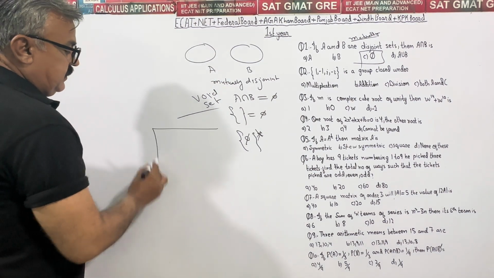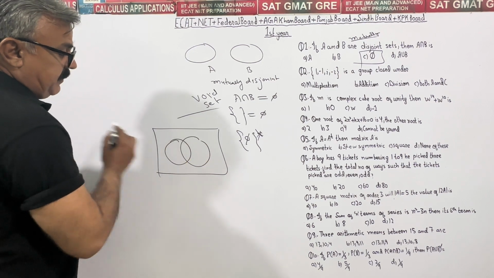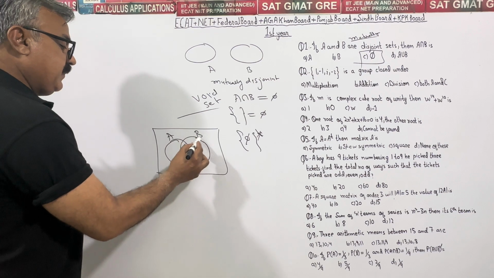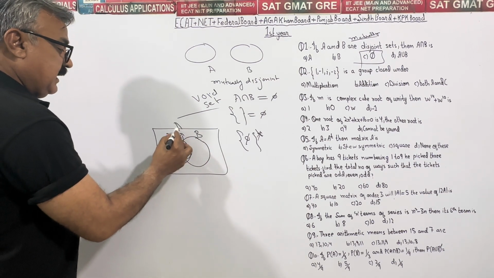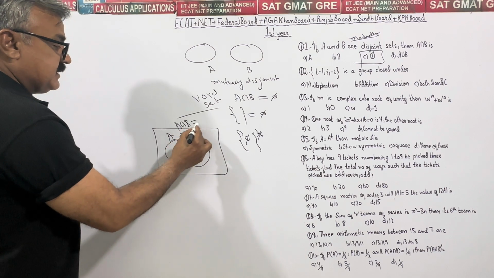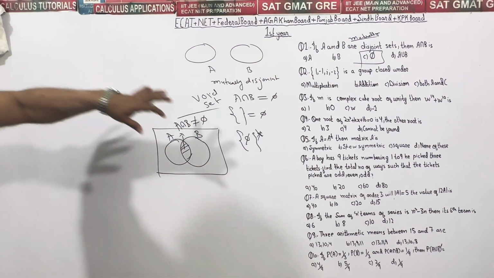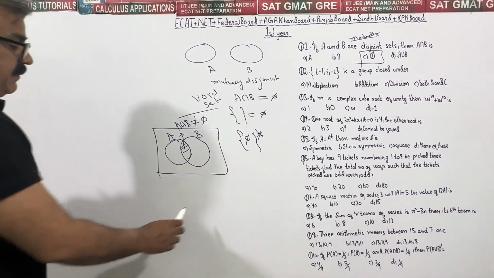If they are not mutually disjoint, they might be partially overlapping. This is A, this is B. This area is known as A intersection B. In that case, the intersection is not equal to the null set, meaning it is overlapping. First possibility, mutually disjoint. Second, partially overlapping.